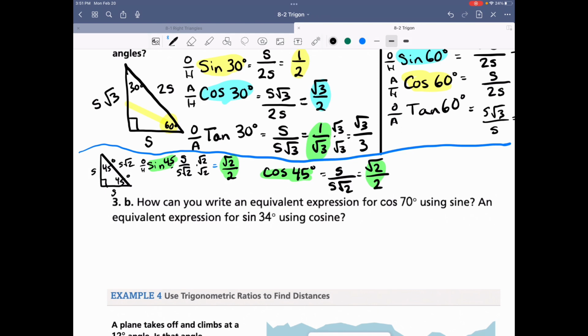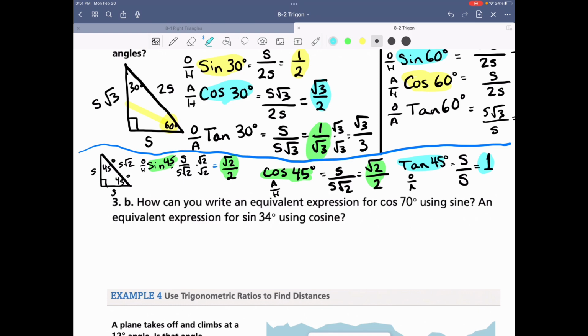Then we have the tangent, and the tangent of 45 degrees is the opposite over the adjacent. I forgot to write that with cosine. It was the adjacent over the hypotenuse. The opposite is s, and the adjacent is s, and s over s is just 1. So the tangent of 45 degrees is always equal to 1. And those are special triangles.